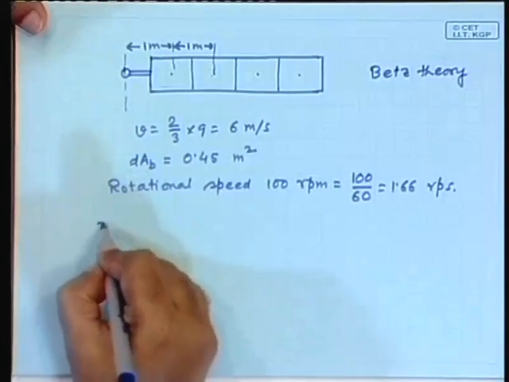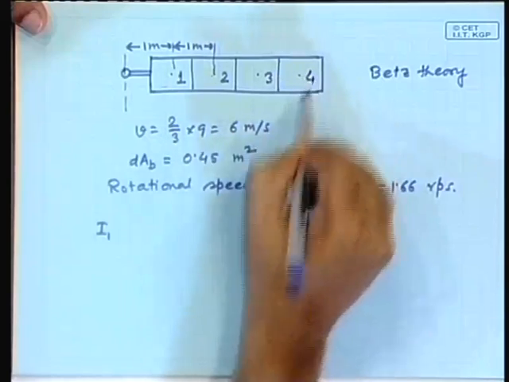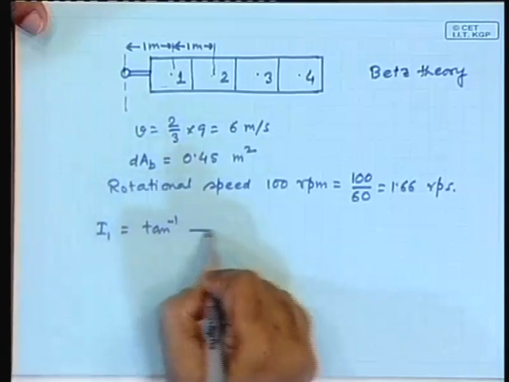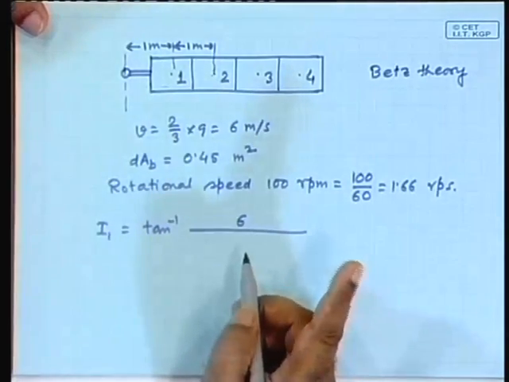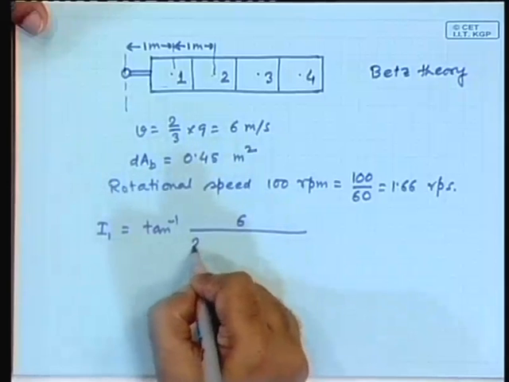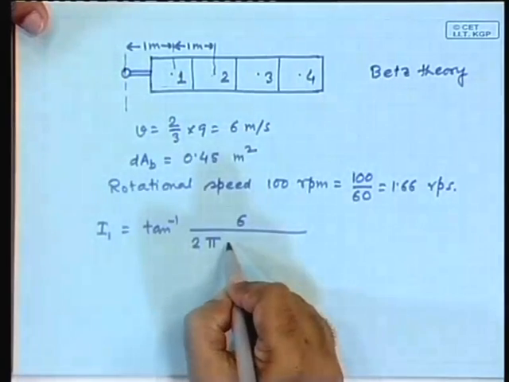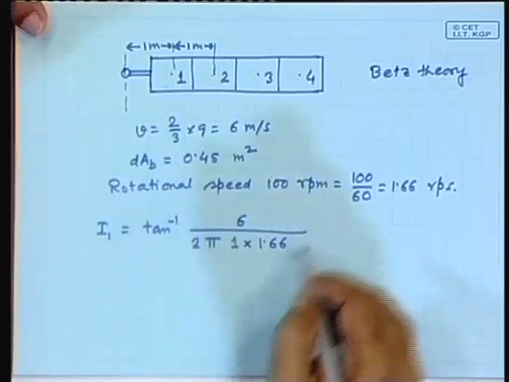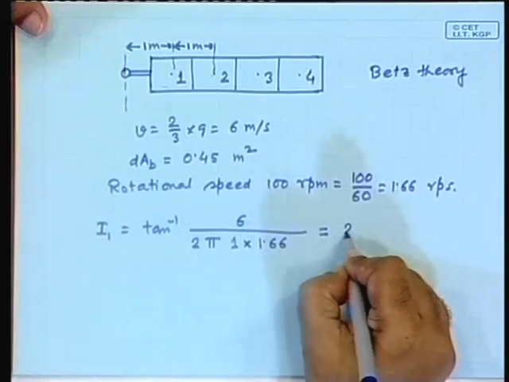So, first one I 1, we will keep the subscript depending on which blade element we are considering. This is blade element 1, 2, 3. How will we do this? I 1 will be tan inverse of V by U. So, V is 6, we have already done that, divided by U. U is the linear velocity of this blade element. So how will you do that? It is 2 pi r times the rotational speed. In this case r is 1 and the speed is 1.66. How much is this? If you have a calculator, you calculate, else I have already done so. So, let me write it, 29.81.